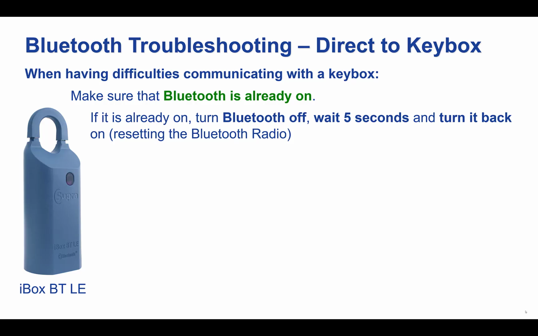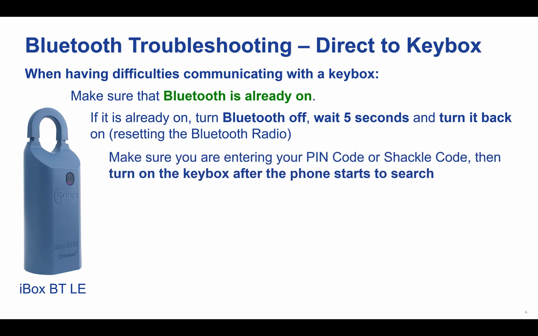Bluetooth troubleshooting, direct to keybox. So when your phone is trying to communicate directly with keybox and you're having difficulties with it, there are a few things that you can do that are almost guaranteed to get it working. First, make sure Bluetooth is already on. If it's not, turn it on. If it's already on, we recommend you turn it off. Wait about 5 seconds and turn it back on. You will find the Bluetooth option to turn it on and off in your settings app for your phone.